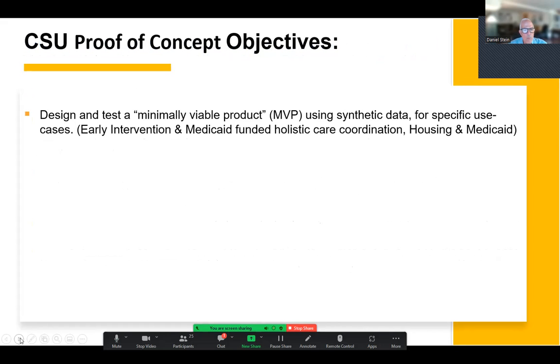Our proof of concept objectives are to develop over the next couple of years a minimally viable product with a few data elements using synthetic data. And we'll talk about this in just a minute. I'm going to ask Kathy and Connor to talk about the 2 use cases we've identified.